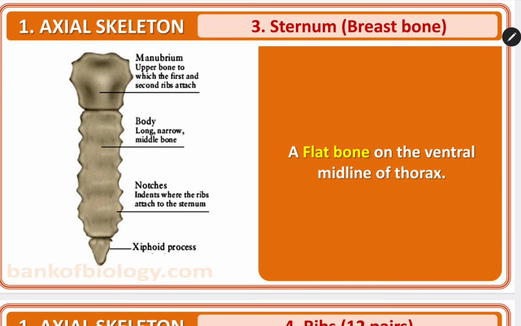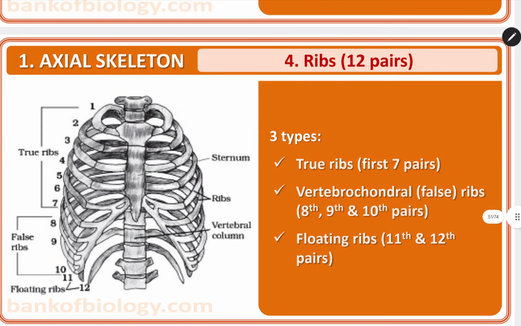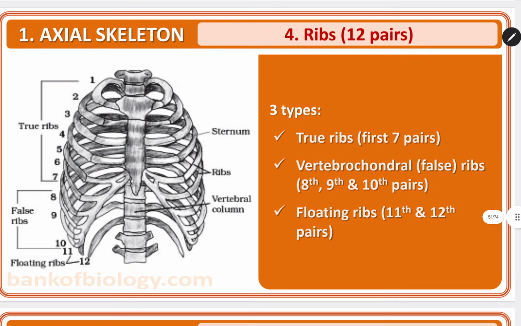Third is the sternum or breastbone. A flat bone on the ventral midline of the thorax is called the sternum. Like this, the diagram is there. Ribs, 12 pairs. 3 different types are there. You can see the first 7 pairs are true ribs, because they are connected to the sternum on the front side and the vertebral column on the back side.